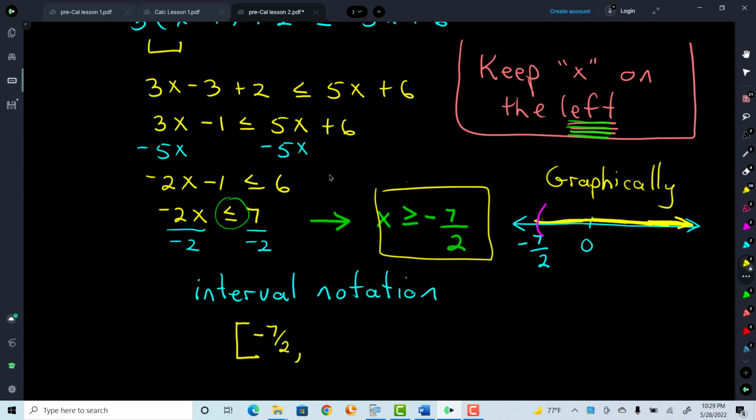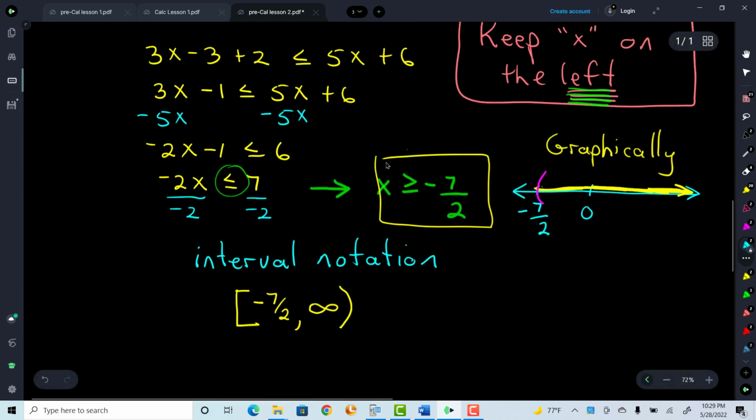So what's the biggest number I can use? There is no biggest number, so we're going to say to infinity. And then we're going to put a parenthesis there. So why am I putting a parenthesis? Well, because we can never actually equal infinity. Infinity always has a parenthesis. We never use a bracket with infinity.